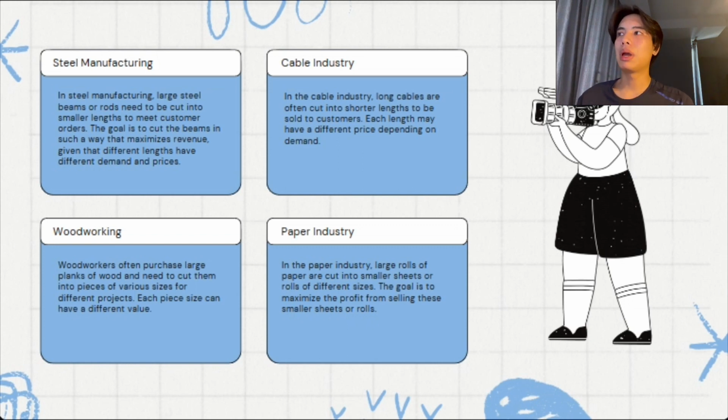And the last one is the paper industry. In the paper industry, large rolls of paper are cut into smaller sheets or rolls of different sizes. The goal is to maximize the profits from selling these smaller sheets or rolls.